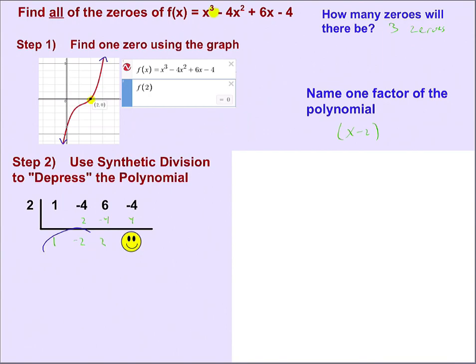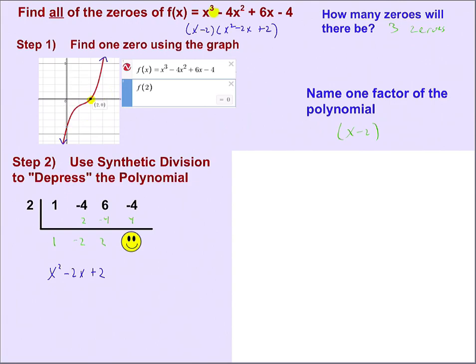And then what we're left with here, this 1, negative 2, 2, that is x squared minus 2x plus 2. Which tells us that our original cubic polynomial can be factored to x minus 2 times x squared minus 2x plus 2. We've now discovered that. Unfortunately, x squared minus 2x plus 2 doesn't factor. There's nothing that multiplies to 2 and adds to negative 2. If we wanted to take a look at that parabola, there would be no x-intercepts. So we need to find the roots some other way. This is why it didn't show up on the graph, because they're imaginary.